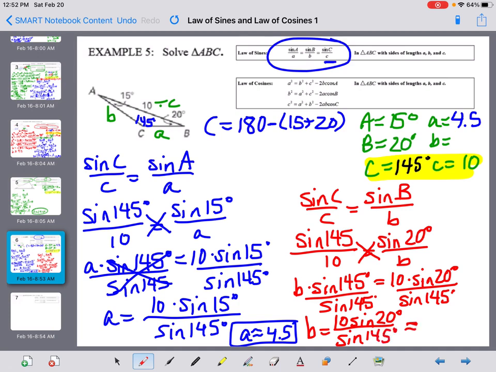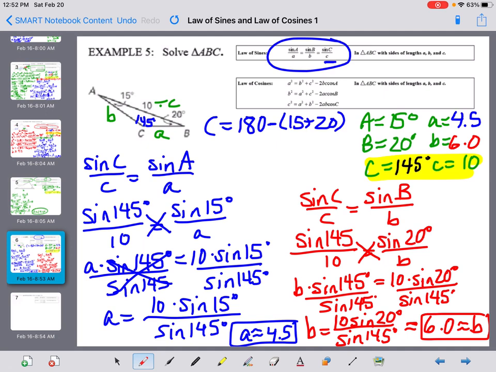Plug that in your calculator. And my missing side is about 5.96. I'm going to round that to 6.0. Okay. And again, the best way to check to make sure our answers are making sense is my biggest side across from my biggest angle. It is. My smallest side is 6, and it's across from the 20 degree. My smallest side is not 6. My smallest side is 4.5, which is across from 15, which is even smaller than my 20 and my 6.